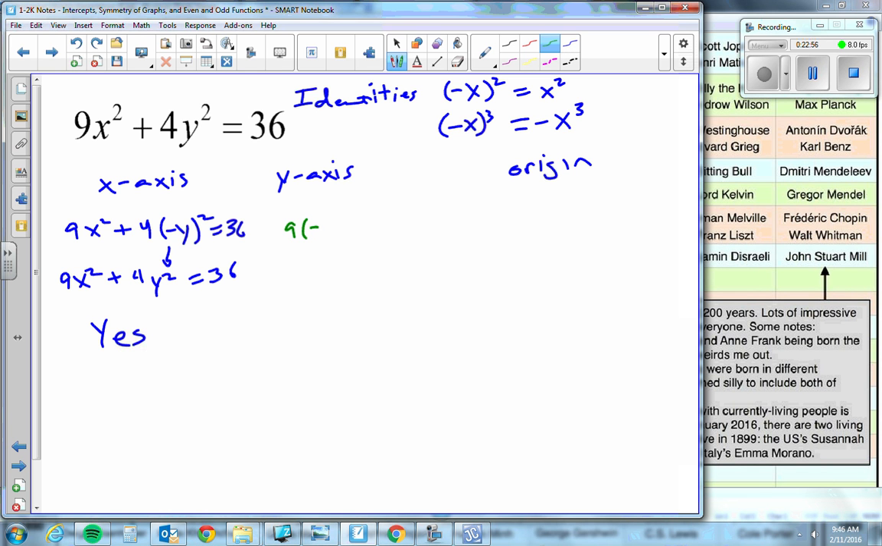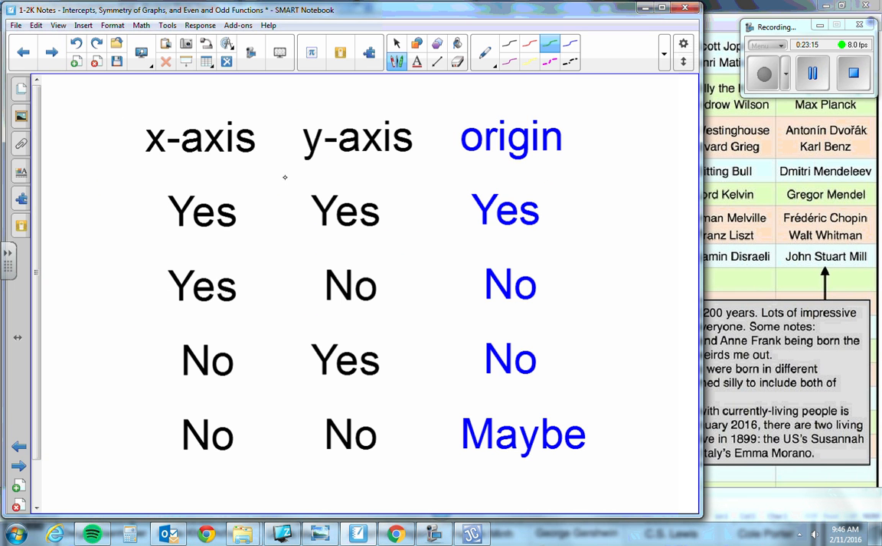Y-axis, you do the same thing, but now you replace x with the opposite of x, and you must put parentheses around it. Here, you kind of would anyway, but you had to have parentheses there. And obviously it works out the same way, because it's also an even exponent. That's also a yes.